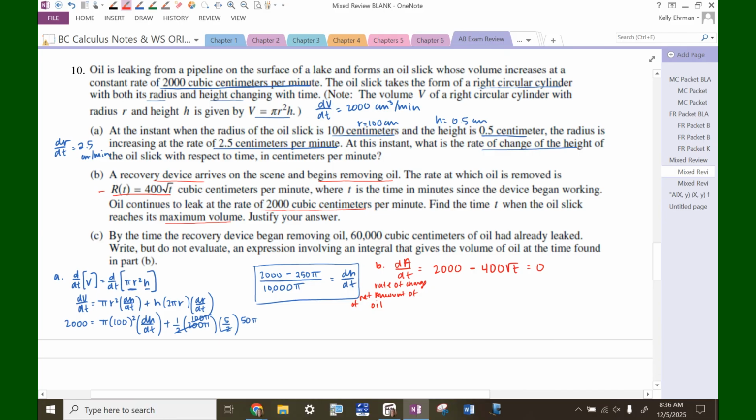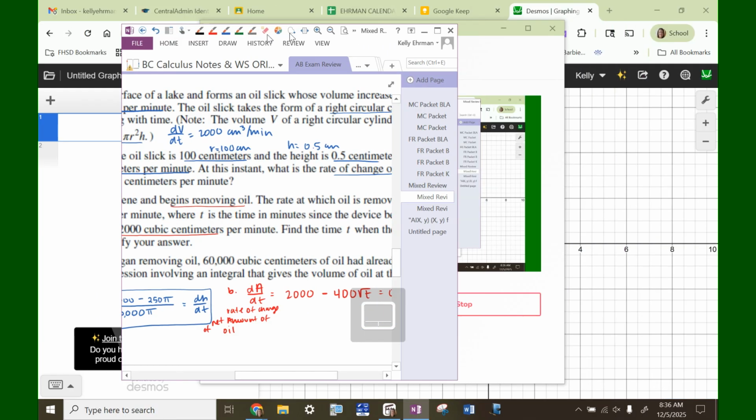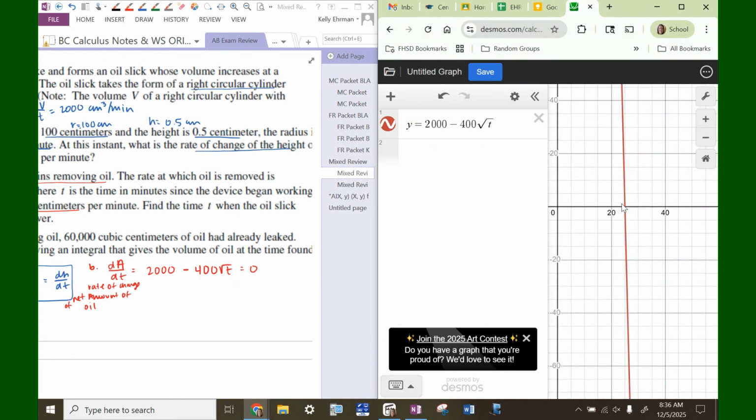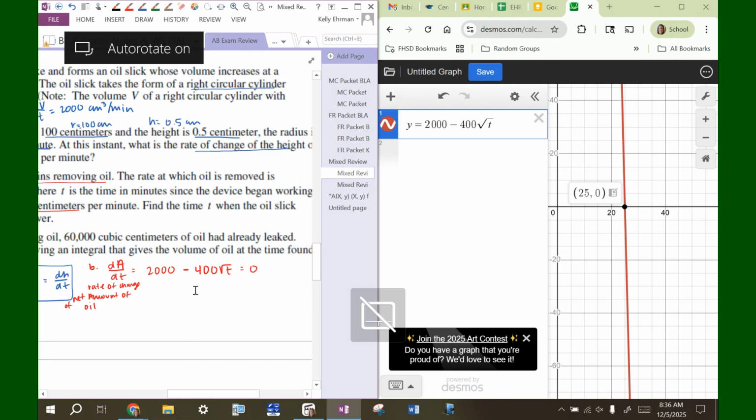I think this is a calculator problem, so I am going to let Desmos do this for me. Okay, so I've got this function, 2,000 minus 400 square root of t, and I want to know, let's say that's y equals, when that's equal to 0. There it is. t equals 25. Gosh, maybe it wasn't a calculator problem. Okay, so that happens at t equals 25.